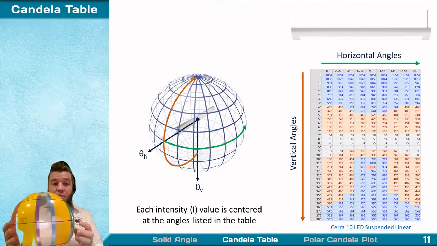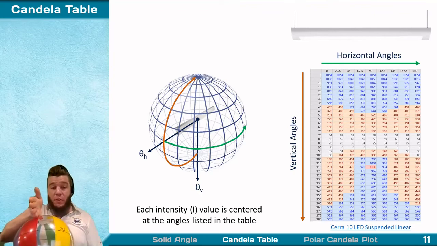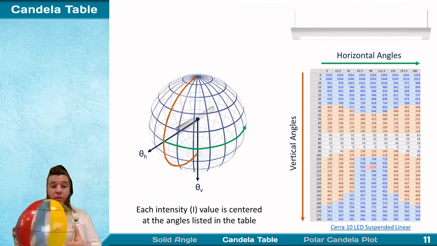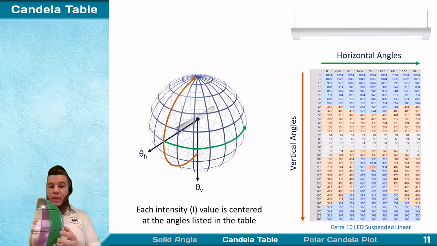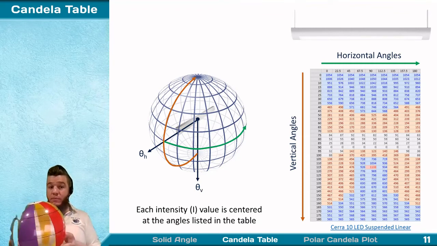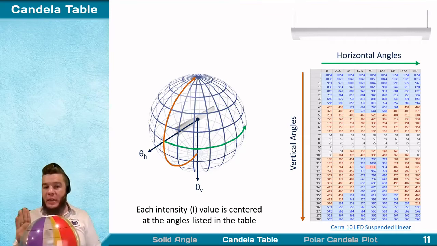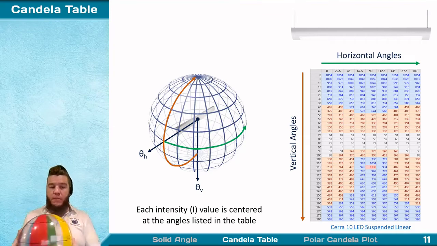Because as you can see on this ball here, the horizontal angles, so each of these panels represents a 30-degree shift. So we can go from 0 to 30 to 60 to 90, and each of those panels is identical in their size, no matter where you're at on the globe. So that's why we have symmetries across horizontal angles and are able to truncate these Candela tables across horizontal angles, but not across vertical angles.